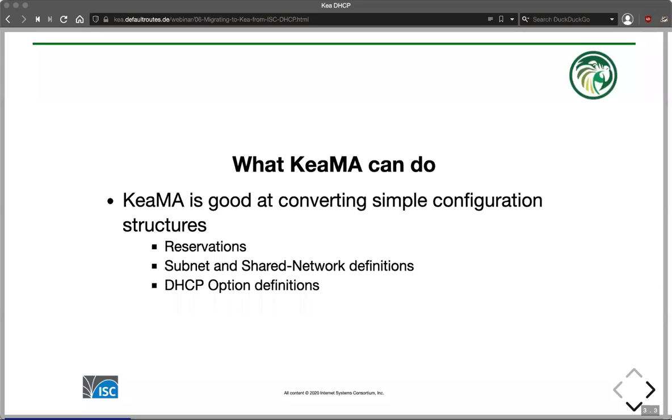Also, subnet and shared network definitions, like the IP addresses, the network mask, the pools inside the subnets and shared networks, all that could be migrated automatically. And also the option definitions, like custom options that you have in your configurations. These are quite simple and straightforward to convert.